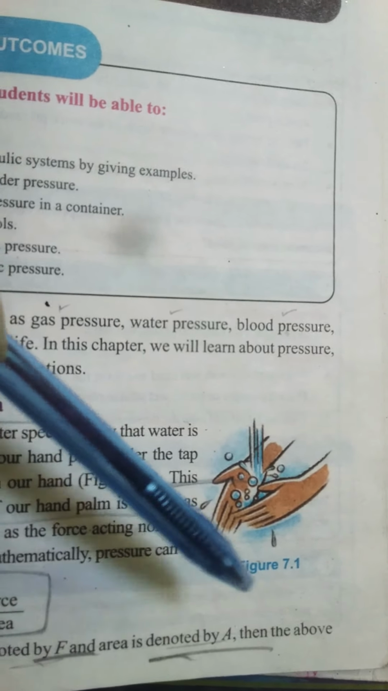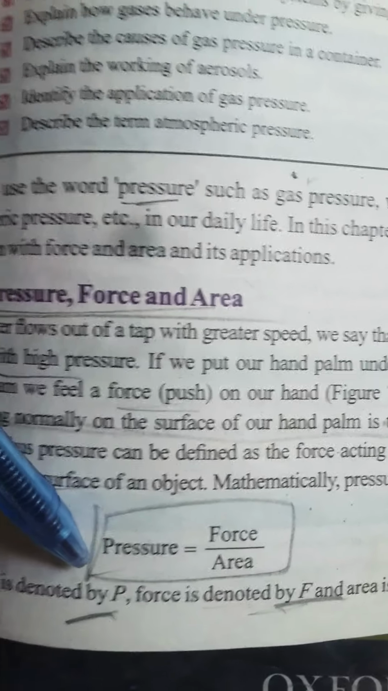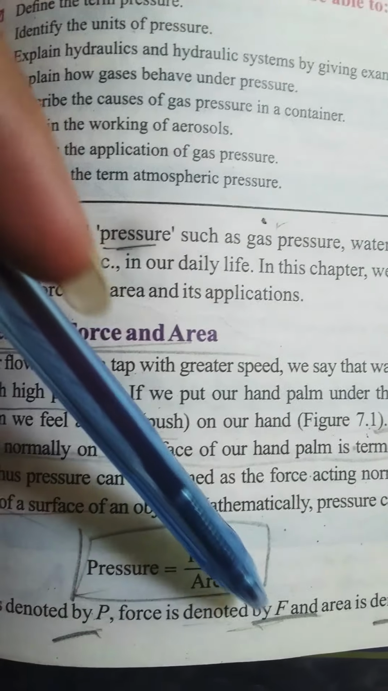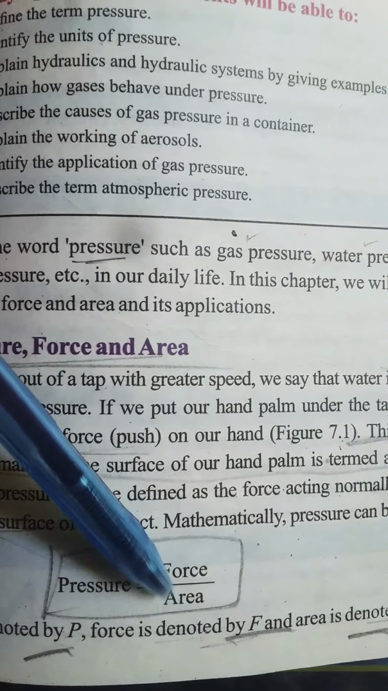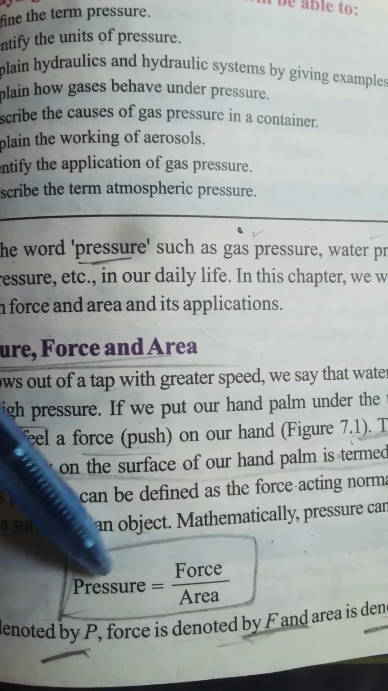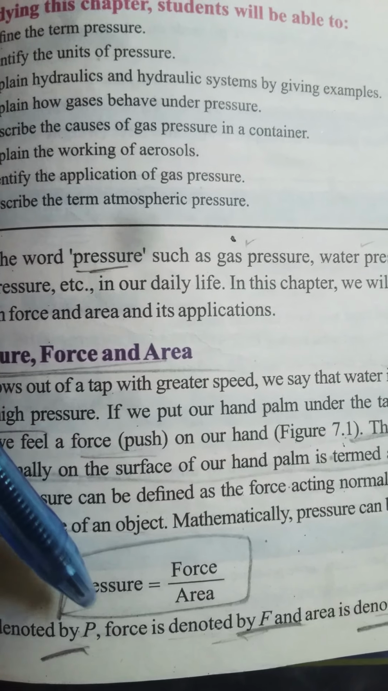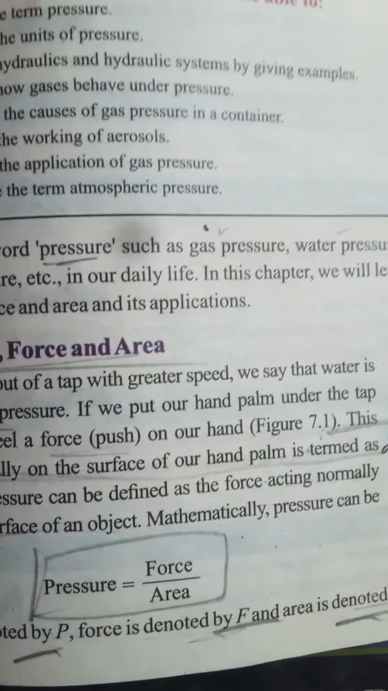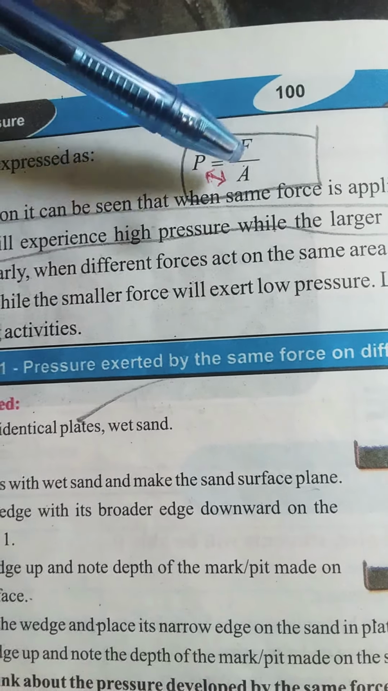Pressure can be defined as the force acting normally on an area, the surface of an object. Here the pressure is denoted by the symbol P, force is denoted by the symbol F, and area is denoted by the symbol A. If you write these in symbol form, then this can be written in this way: P is equal to F over A.